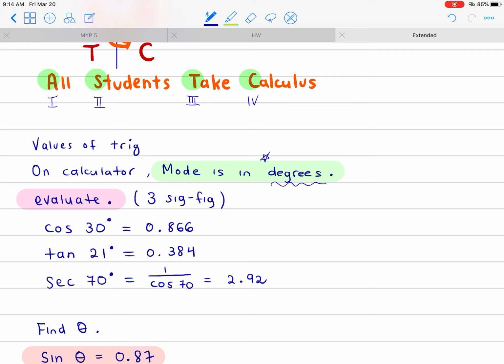Secant of 70. This is a tricky one because on your calculator, you're only given sine, cosine, and tangent. So you gotta remember that secant is a reciprocal of cosine. Reciprocal means, it's the flip of a fraction. So you have 1 over cosine of 70 equals 2.92. So whenever you're given secant, cosecant, cotangent, make sure to use 1 over.